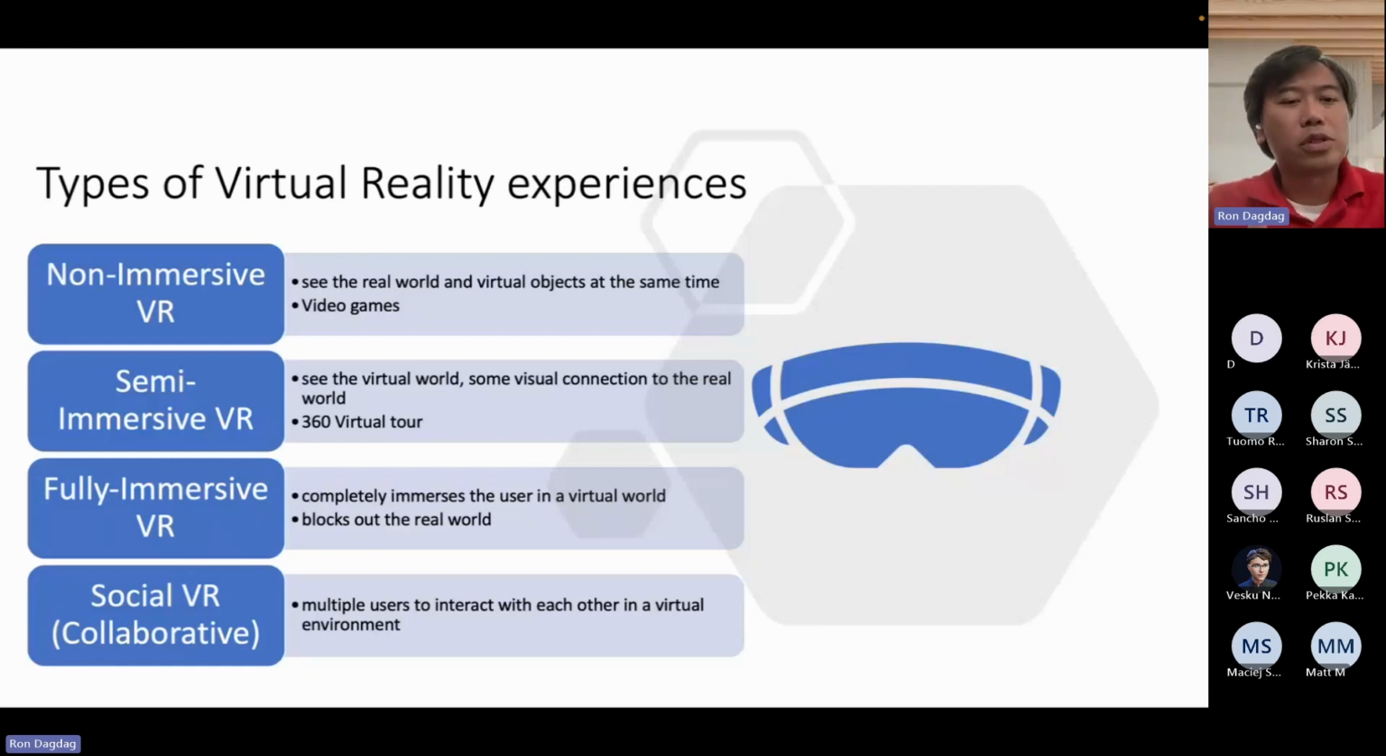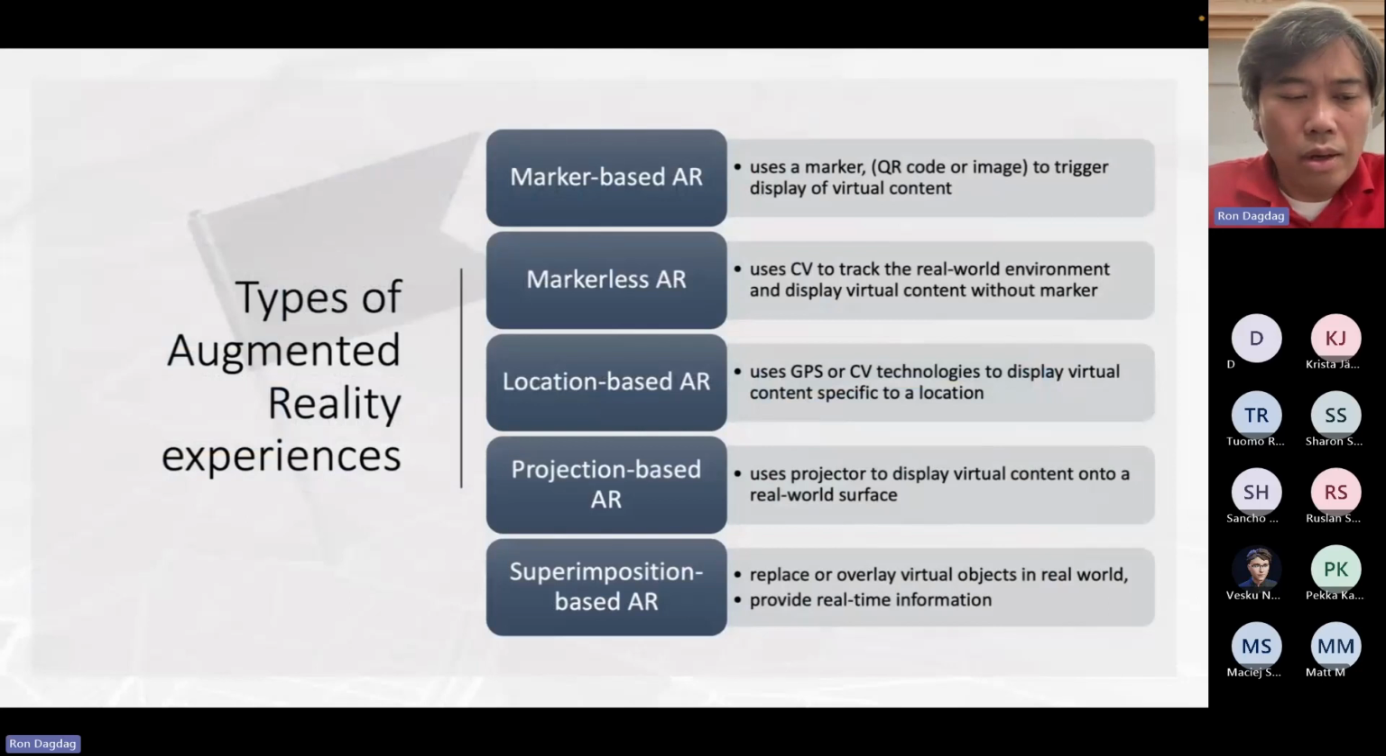And then, of course, the metaverse, which is the social VR side and the collaborative side, where multiple users can be in one place and interact with each other in a virtual environment. All these are part of mixed reality. And then on the augmented reality side, there's the marker-based AR, where it uses a marker or sometimes a QR code or image to trigger the display of virtual content.